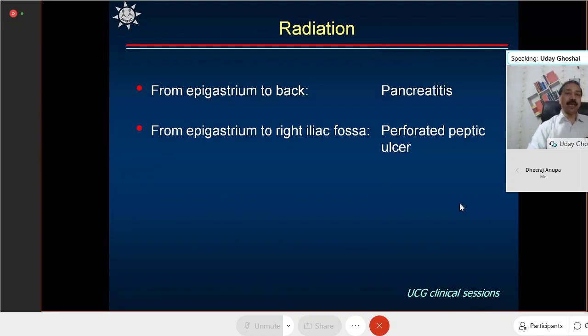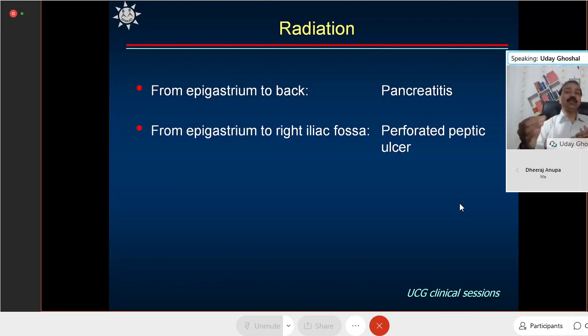Pain radiates to the back. Why, in a patient with pancreas pathology, when they sit up or lean forwards, does their pain reduce? You know why? Because by bending the vertebral column with concavity towards the front, you are increasing the retroperitoneal space, and therefore the pressure on the pancreas is getting reduced.